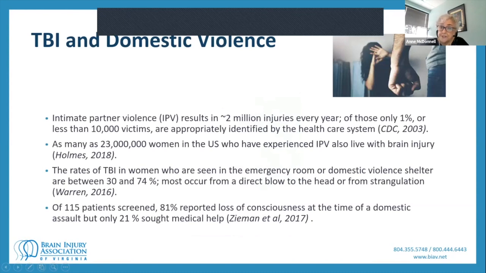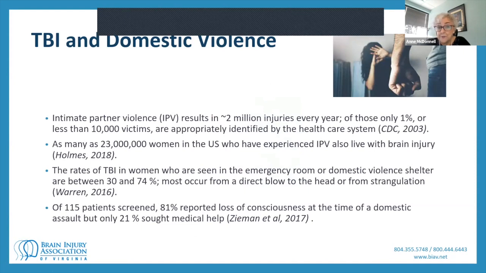We know that brain injury and domestic violence are tightly linked. Intimate partner violence results in about 2 million injuries every year, but only about 1% of those, less than 10,000, are appropriately identified by the healthcare system. Given what we know about the percentage of assaults that target the head, neck, or face, there could be as many as 23 million women in the United States who've experienced domestic violence and have a brain injury as a result. The rates of brain injury in women who are seen in an emergency department or domestic violence shelter are between 30 and 74%. Most occur from a direct blow to the head or from strangulation.